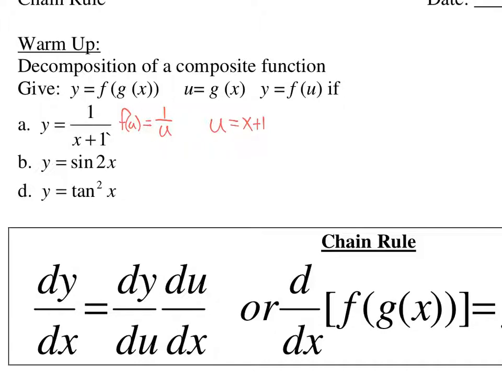You'll catch on. Okay? If I said to evaluate sine of 2x for when x equals pi over 4, what would you do first? You'd multiply it by 2, right? Okay. So that inside function, u, is the 2x. After you multiplied by 2, then you would do what? You would take the sine of it. So guess what? The sine is the outer function. So I'm taking the sine of something, and that something happens to be 2x.